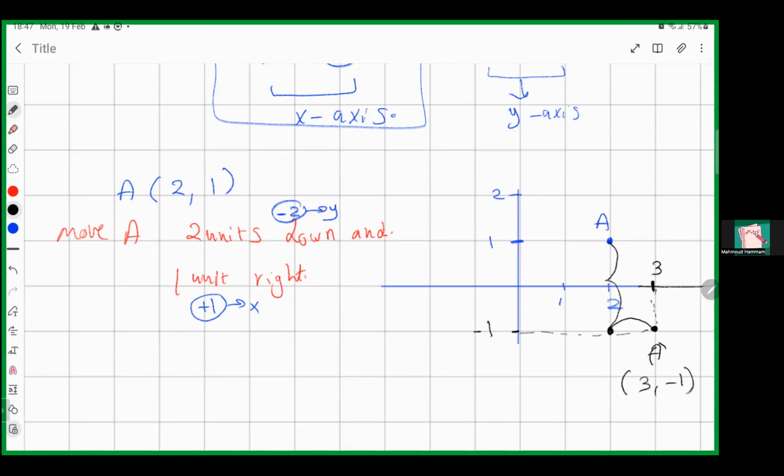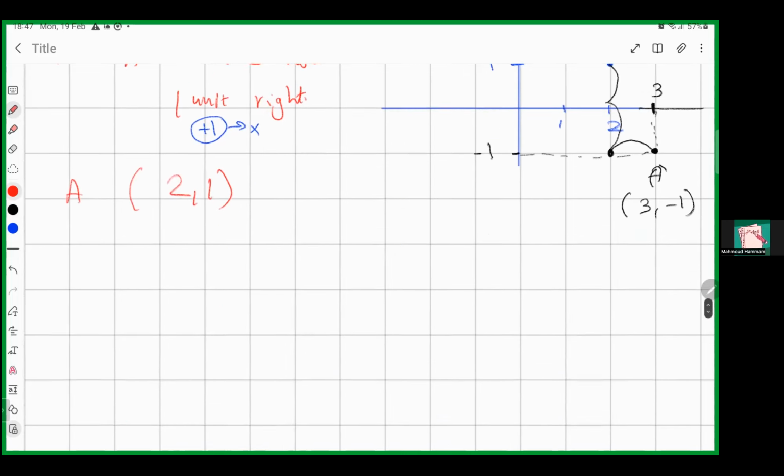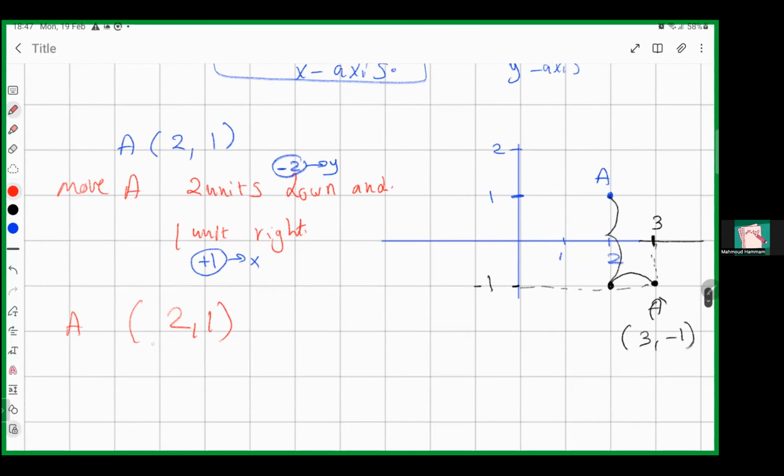So the new position is 3 and -1. Mister, can I do it without using the coordinates? Yes, we can. How? Here is the original thing, A, 2 and 1. When I say +1 to the x, I add 1 to the x, and I subtract 2 from the y.